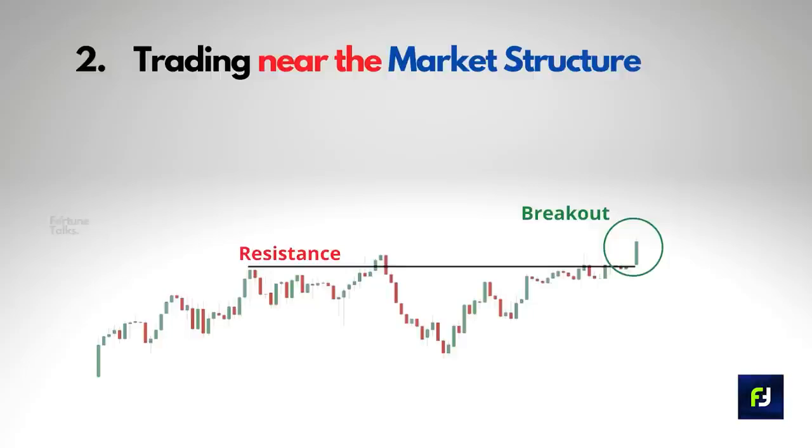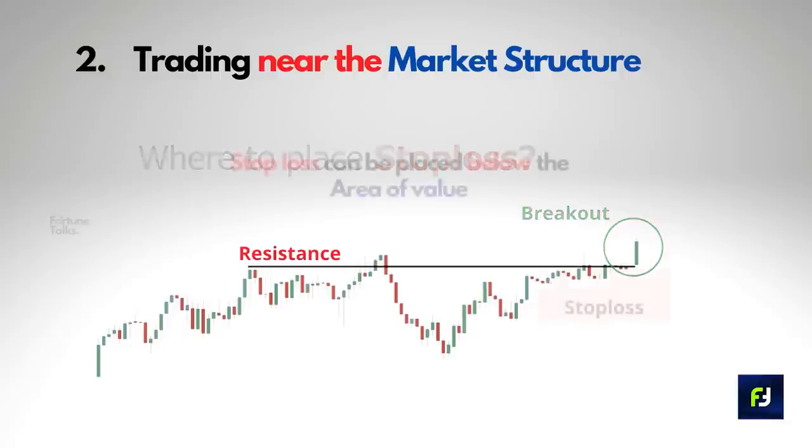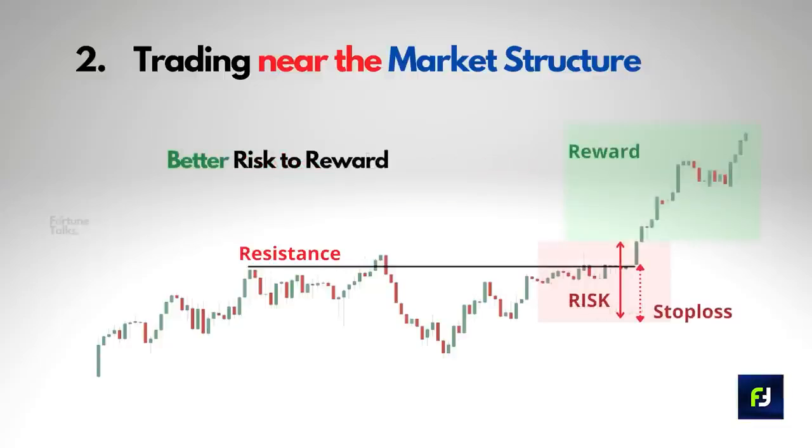Now if you are looking to get long right now, where is the logical place to put your stop loss? The possible answer would be below the previous resistance turned support. You can put the stop loss somewhere below the previous resistance. So this is a much tighter stop loss. With a much tighter stop loss, it gives you a better risk to reward because the price does not have to move a lot in your favor to start giving you the gains.